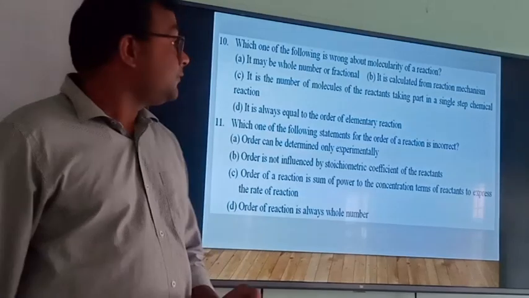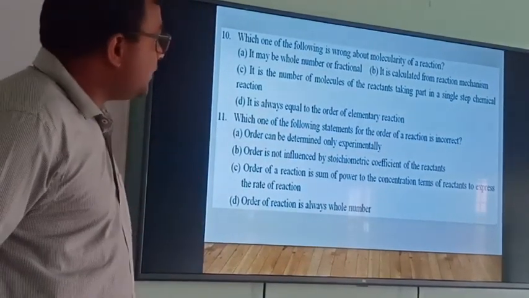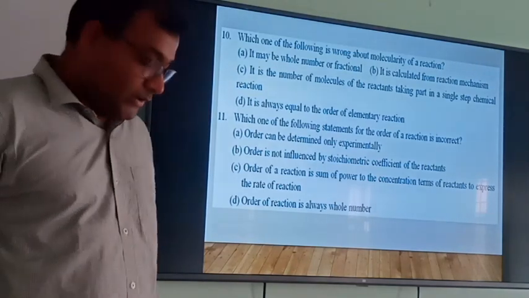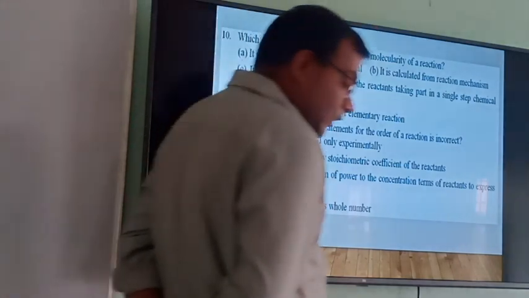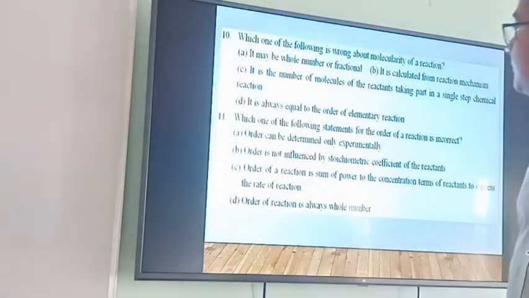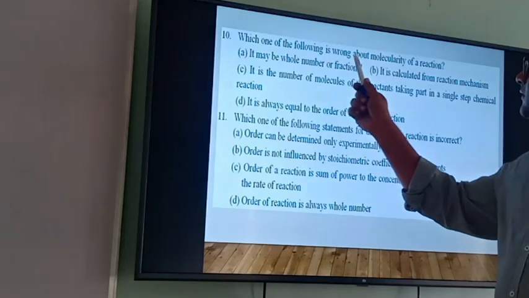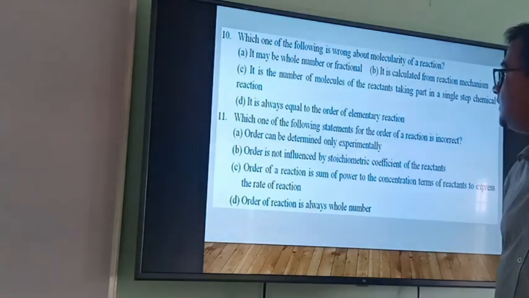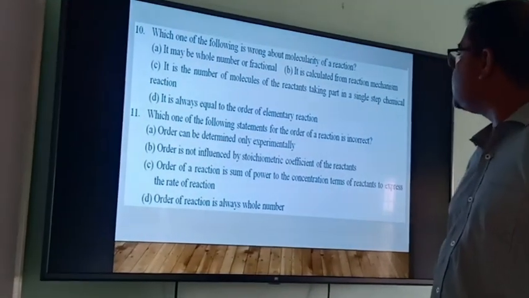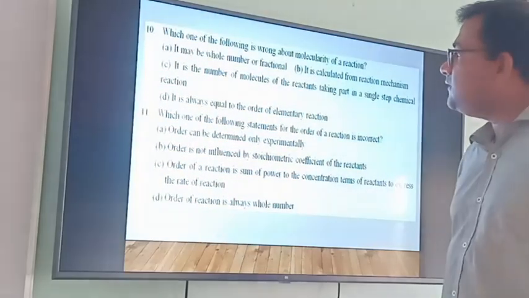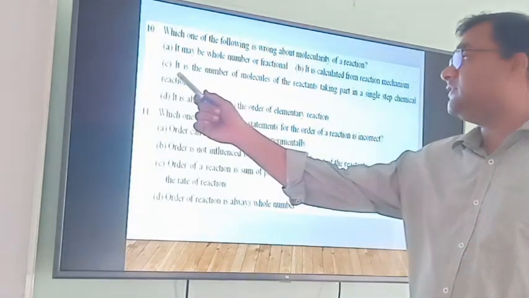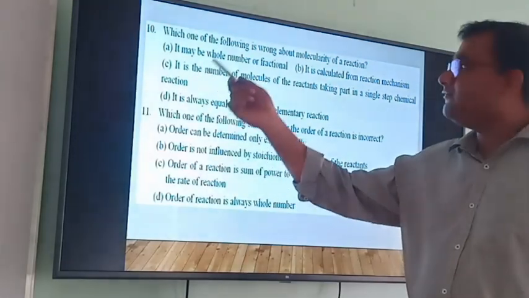Question number 10. Read the question. Which one of the following is wrong about molecularity of a reaction? You need to select which one is wrong. Four options are given. It may be whole number or fractional. It is calculated from the reaction mechanism. It is the number of molecules in the reactant taking part in a single step of a reaction. Of course, definitely C is the direct definition of molecularity.